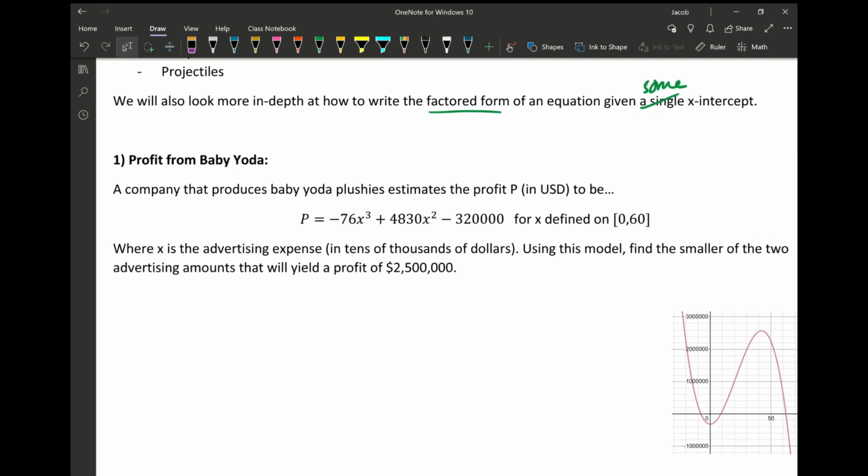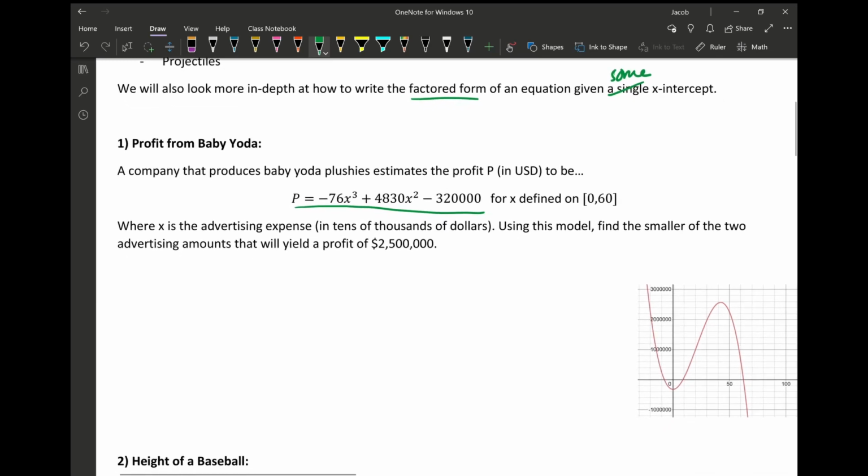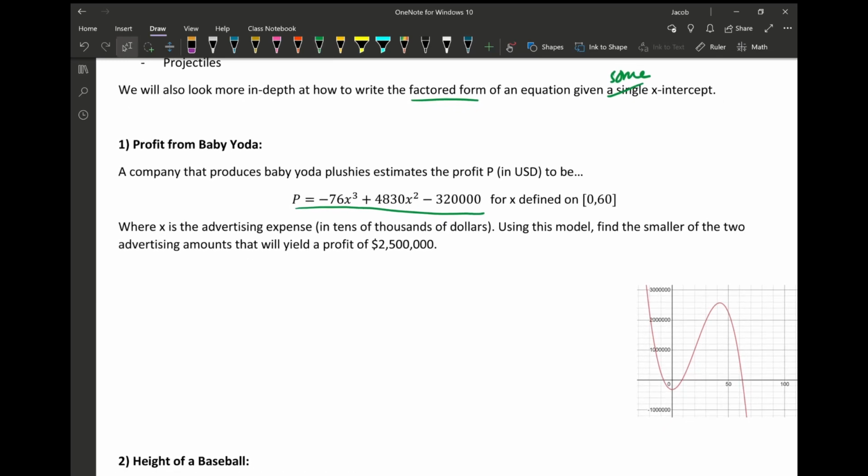A company wants to produce a bunch of Baby Yoda plushies, with profit estimated by the given equation. It's defined from 0 to 60, and that's in interval notation, where x is the advertising expense in tens of thousands of dollars. So using the model, find the smaller of the two advertising amounts that will yield a profit of $2.5 million.